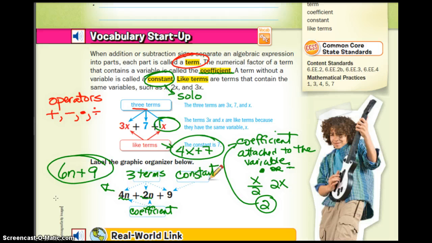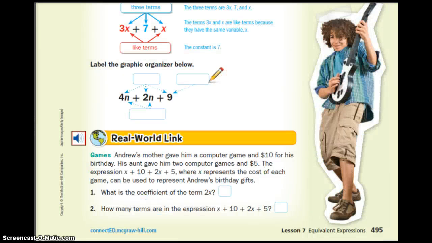Okay, let's look at the real world example. Andrew's mother gave him a computer game and $10 for his birthday. His aunt gave him 2 computer games and $5. The expression x plus 10 plus 2x plus 5, where x represents the cost of each game. What is the coefficient of the term 2x? What's hanging out in front of the x? You guessed it, a 2.